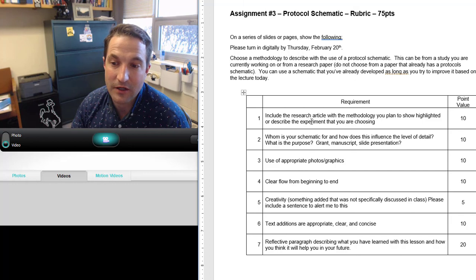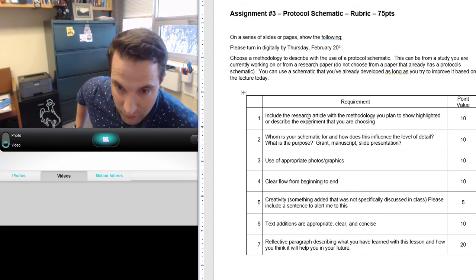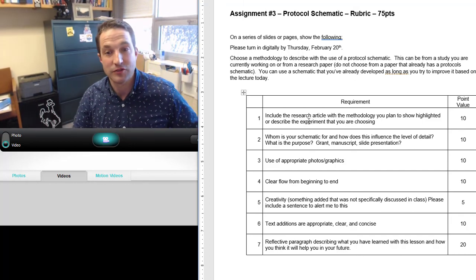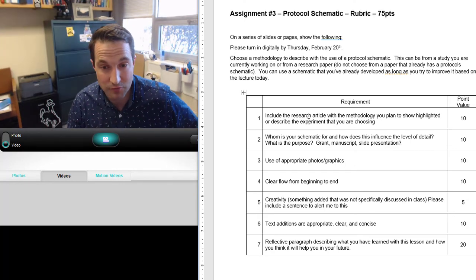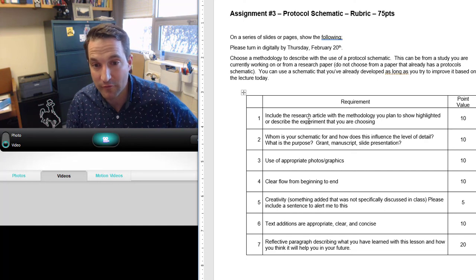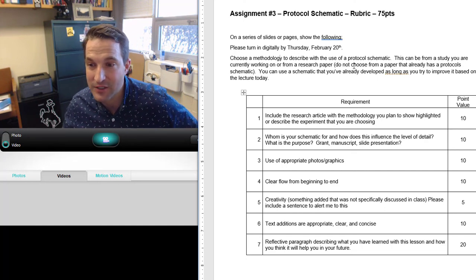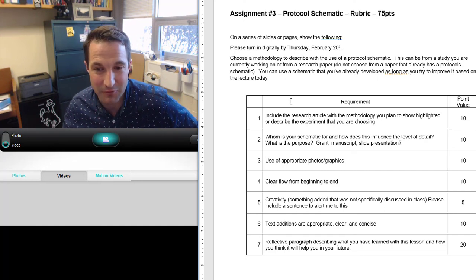What I want you to do is either use an article. So if there's something published out there that's using the same protocol that you're using, or you might not be doing a research protocol, you can choose one from a different article. What I'm going to say here is don't choose a paper that already has a protocol schematic.